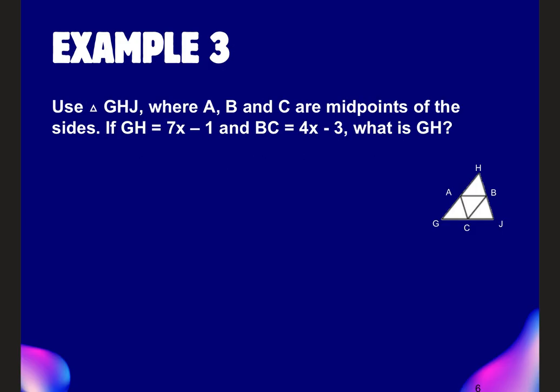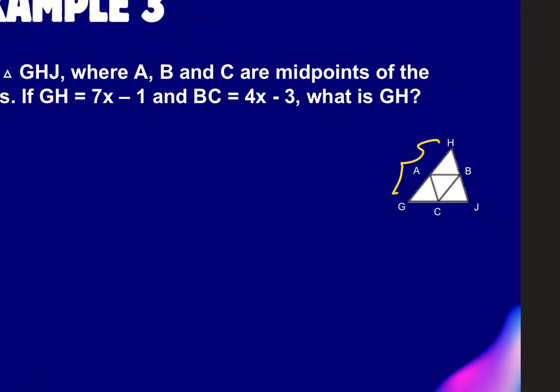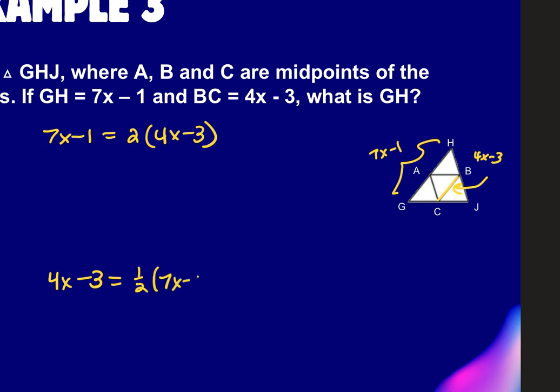Example 3 says use triangle GHJ, where A, B, and C are the midpoints of the sides. If GH is 7x minus 1 and BC is 4x minus 3, what is GH? So the relationship between these two is that I can say 7x minus 1 equals 2 times (4x minus 3). Or I could have said 4x minus 3 equals 1/2 (7x minus 1). To avoid the fractions, I can stick with the top one, distribute the 2.